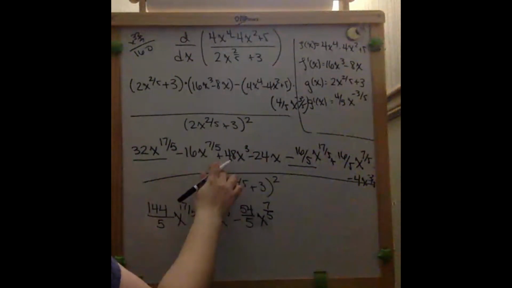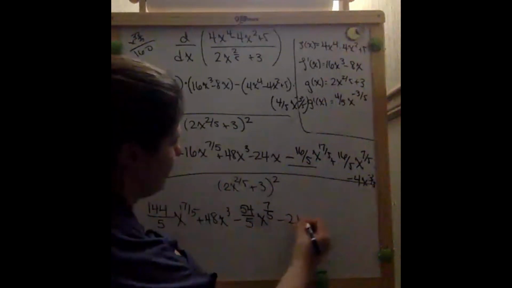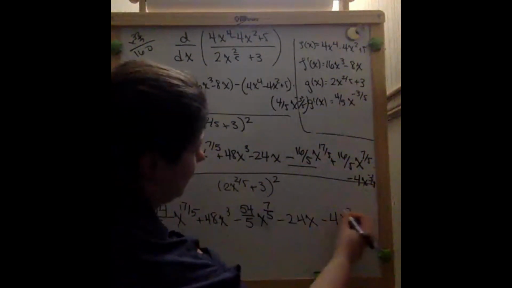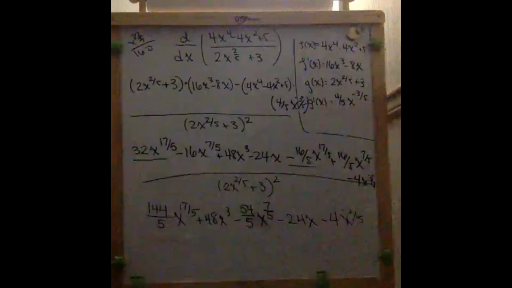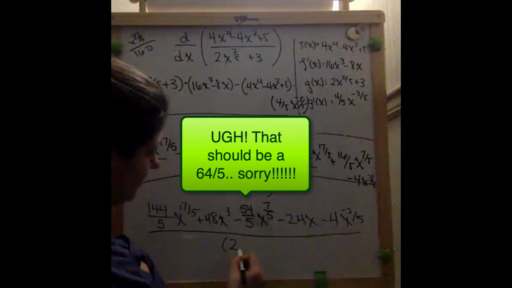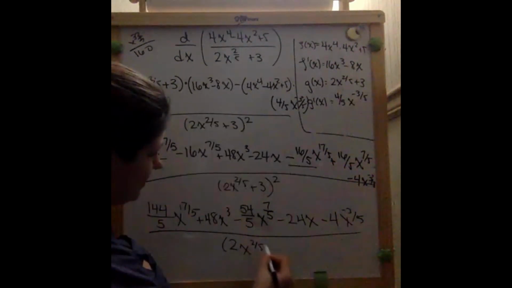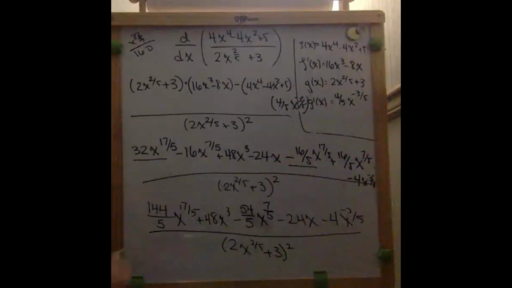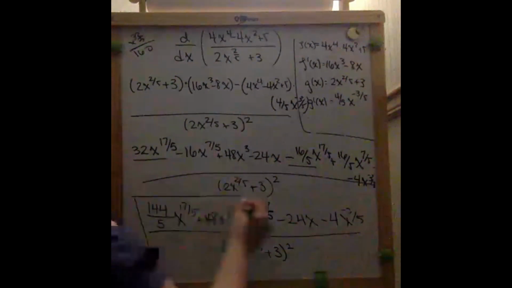Got that. Next highest power is going to be a minus 24x, and finishing off with that minus 4x to the negative 3/5. I think I got them all there. I'm going to double check that. Divided by 2x to the 2/5 plus 3 squared. Whew. And there you have it.